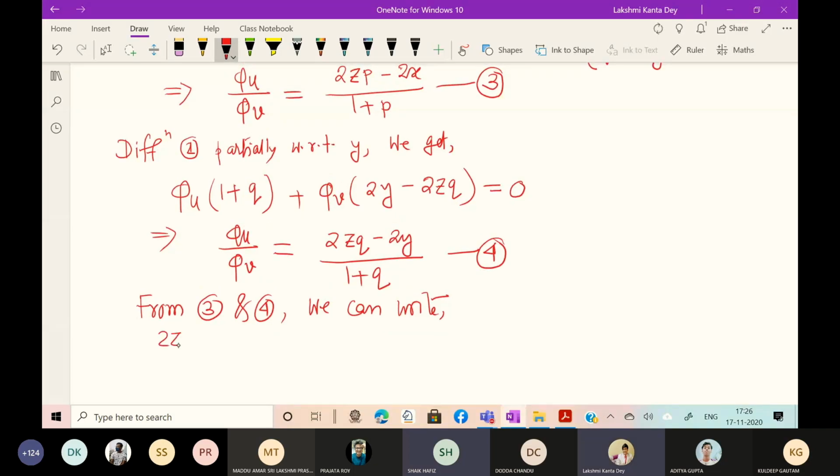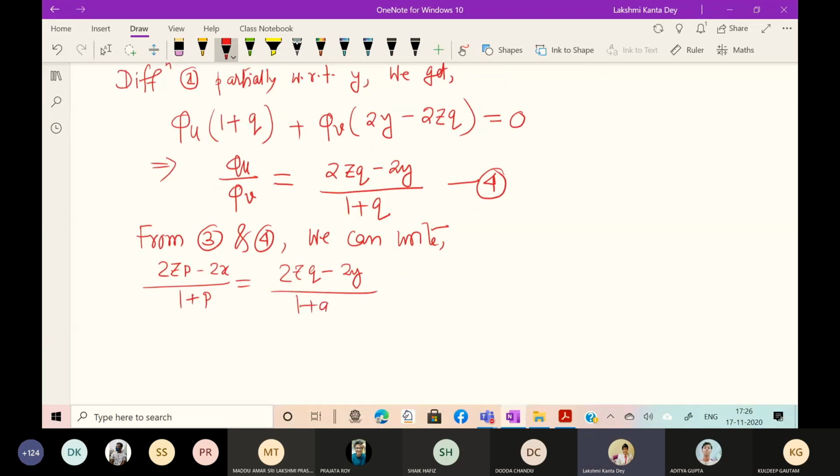That is, twice zp minus twice x by 1 plus p is going to be equal to twice zq minus twice y divided by 1 plus q. So this is your partial differential equation. You can multiply and just do the calculation. So this is your answer.